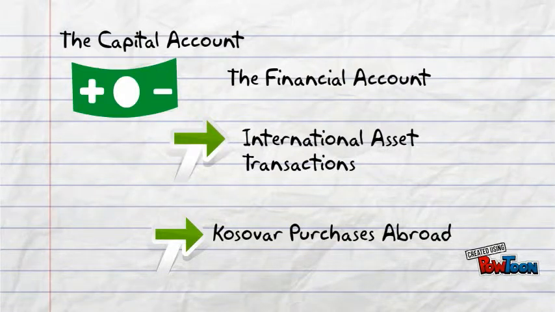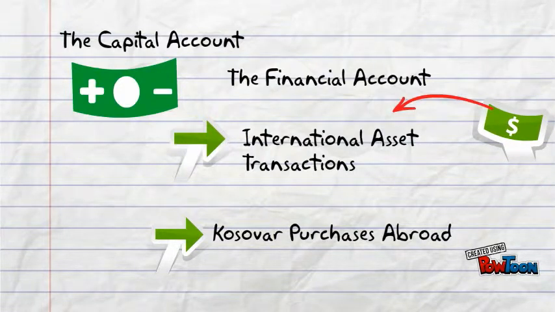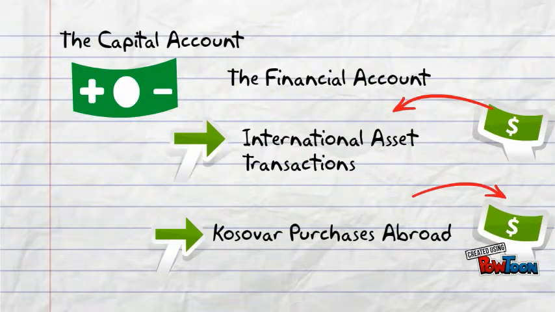The international asset transactions include foreign purchases of assets in Kosovo, because it generates money in Kosovo. That's why it has a plus sign. Whereas the Kosovar purchases abroad cause outflows of money towards foreigners who sell those assets, and it has a minus sign.